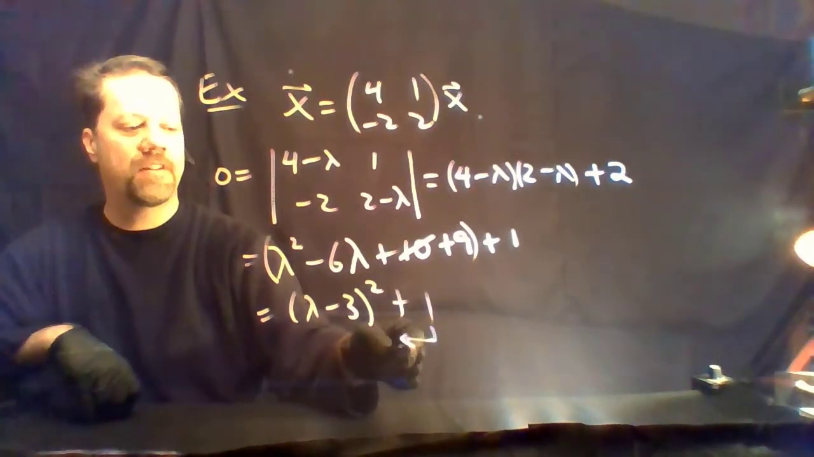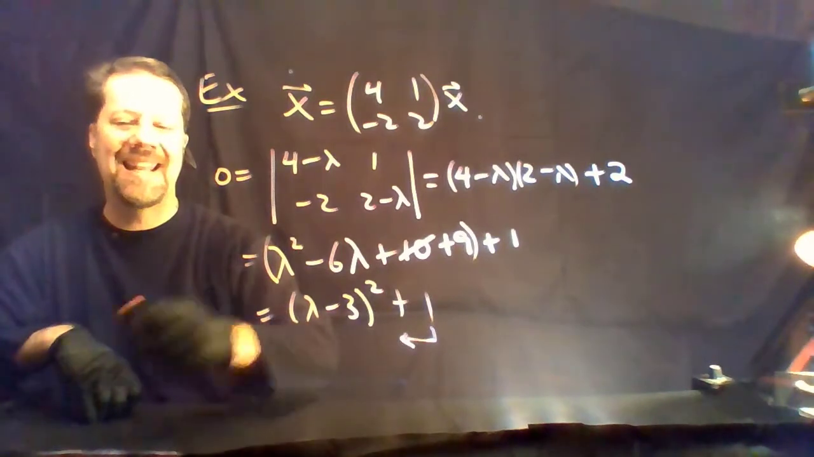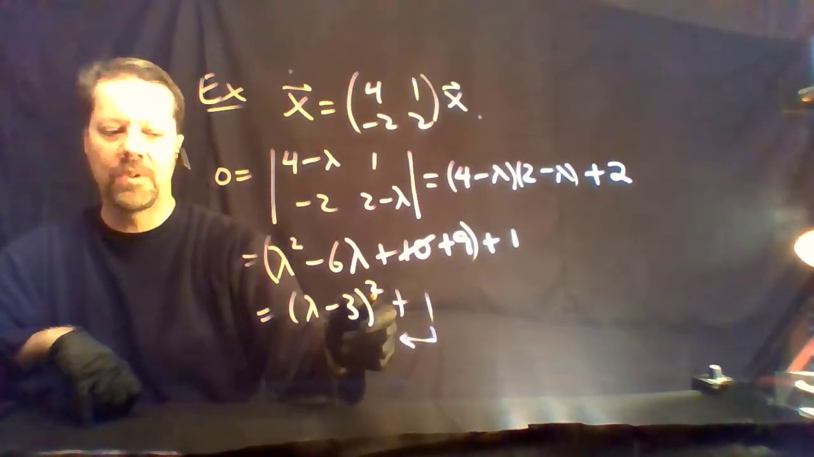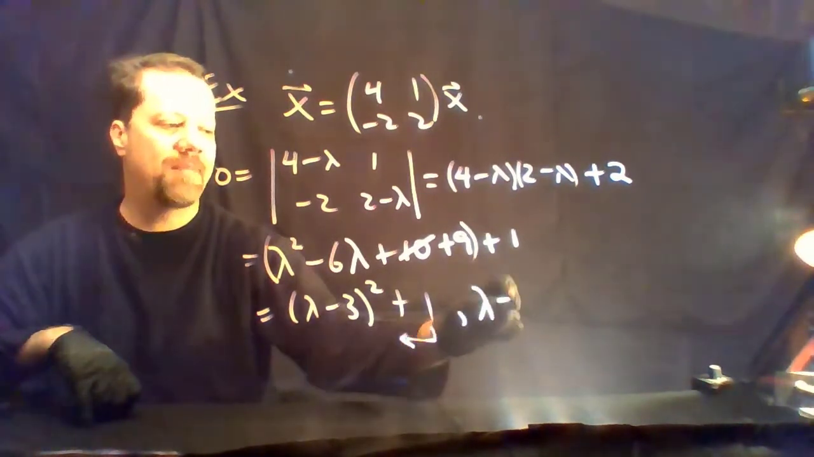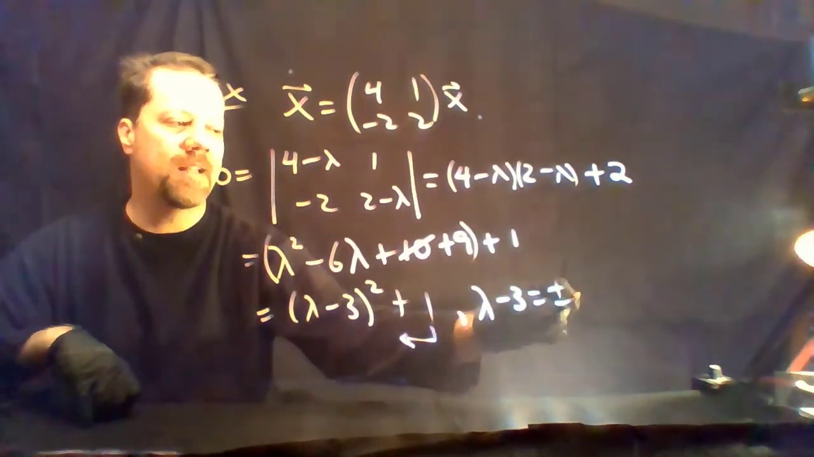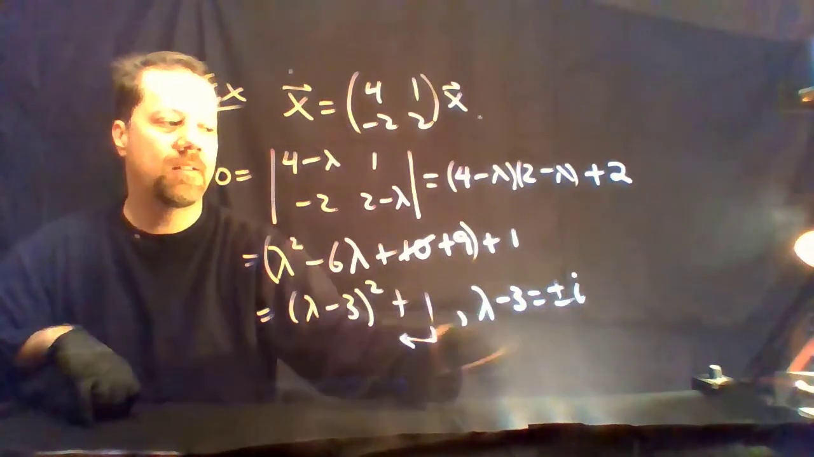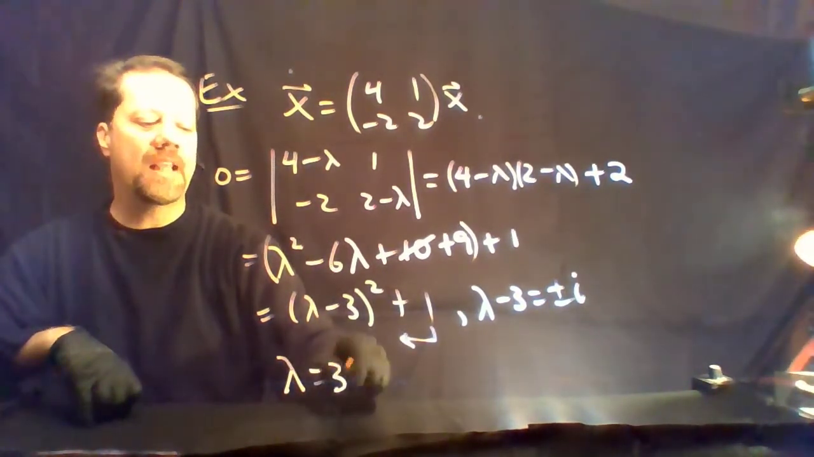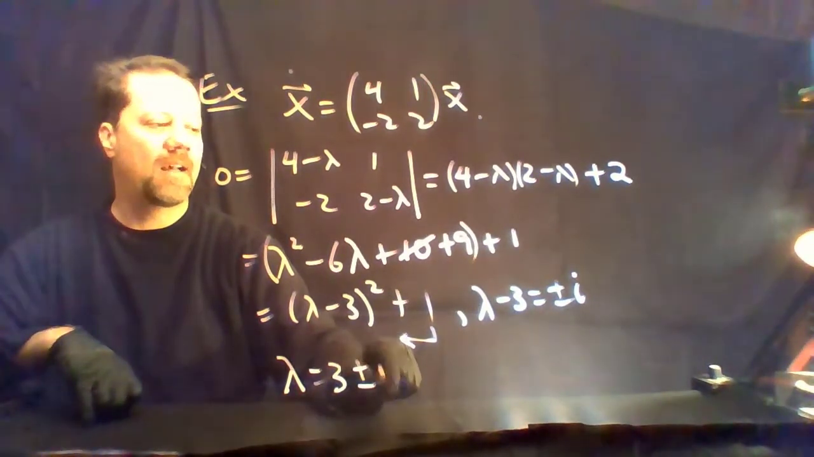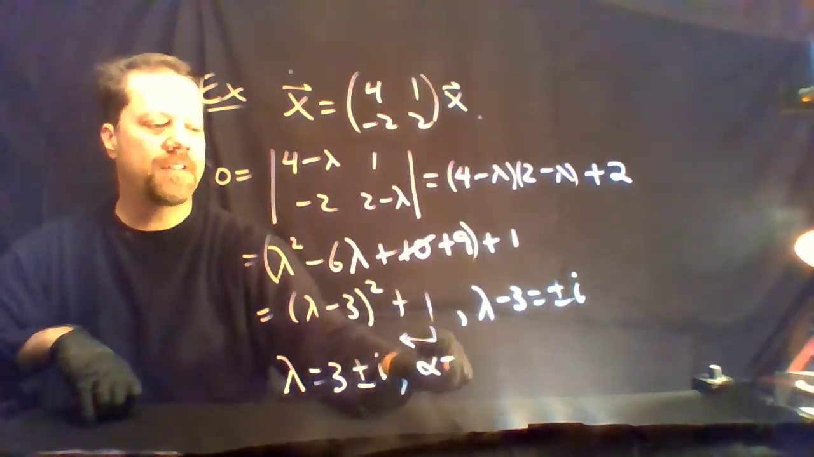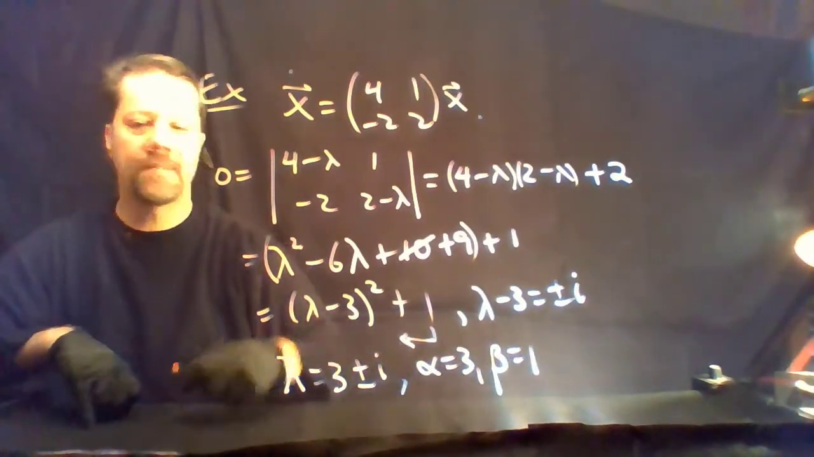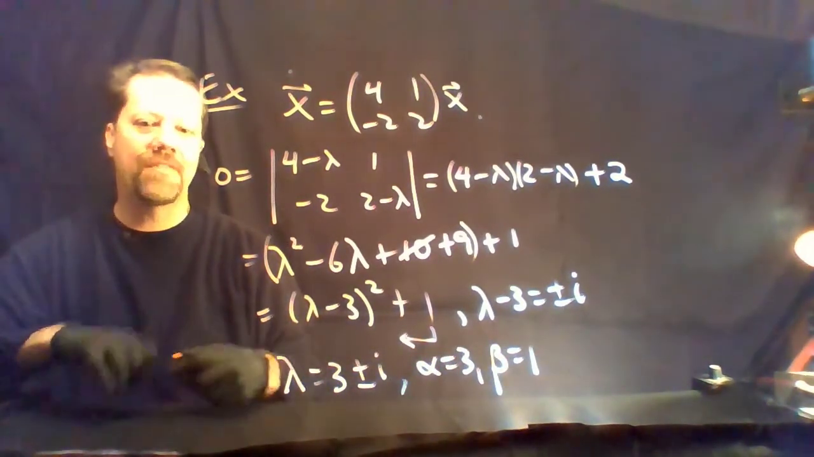If we shift this to the other side, it becomes negative 1 when we move it over. Taking the square root, we'll have lambda minus 3 is plus or minus the square root of negative 1, which is i. This gives us the eigenvalues 3 plus or minus i. Alpha in this case is 3, beta is 1. We still need to find the eigenvectors.